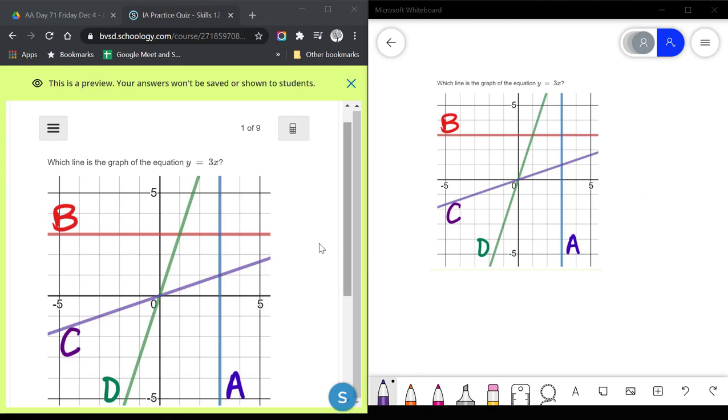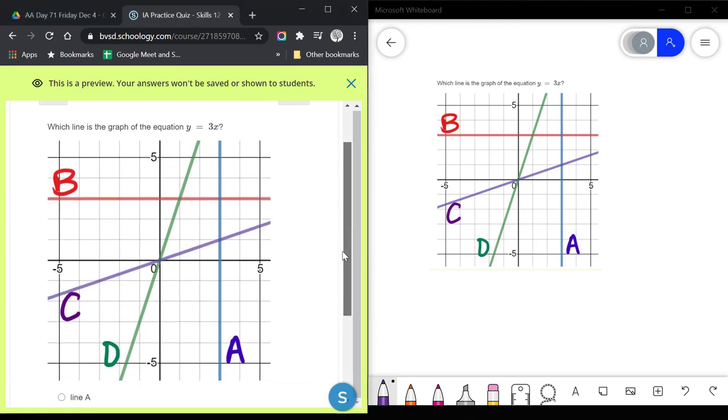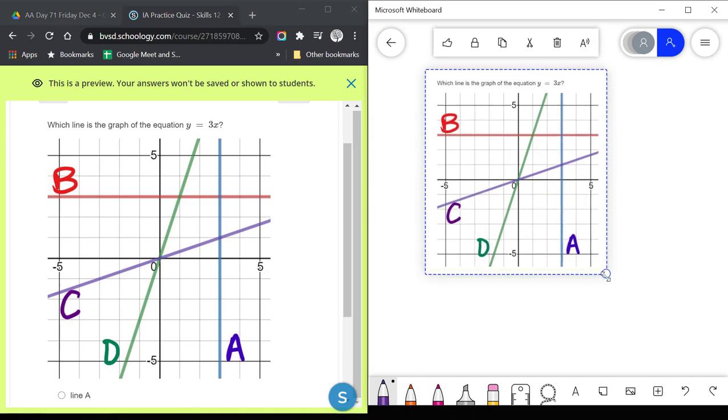Intro to algebra. This is to make corrections to your work so that on your second attempt, you can get 100% for the practice quiz.